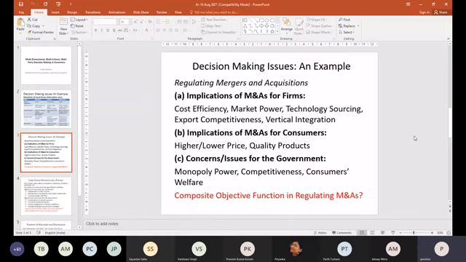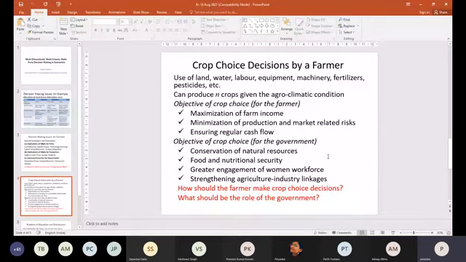Third example is crop choice decision by a farmer. Suppose the land allocation decision is made by the government. Government has decided this much land would be allocated for agriculture purpose, this much would go for industry purpose, and this will be used for infrastructure development. And now suppose I own a certain amount of land. How should I distribute that given land across alternative crops that I can cultivate? I'm assuming here that I can produce n number of crops under the given agroclimatic conditions, and I use land, water, labor, equipment, machinery, fertilizers, pesticides, etc. in the agricultural production process.